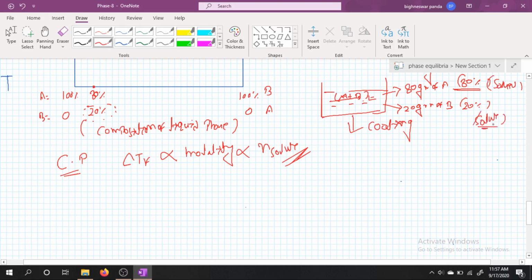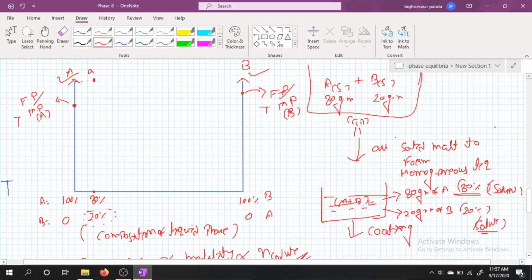Since solute is 20% present, we have found that when we are cooling the A plus B liquid, neither A nor B solidifies at their corresponding freezing point. So here what happens, we found a point, this point consider point B.